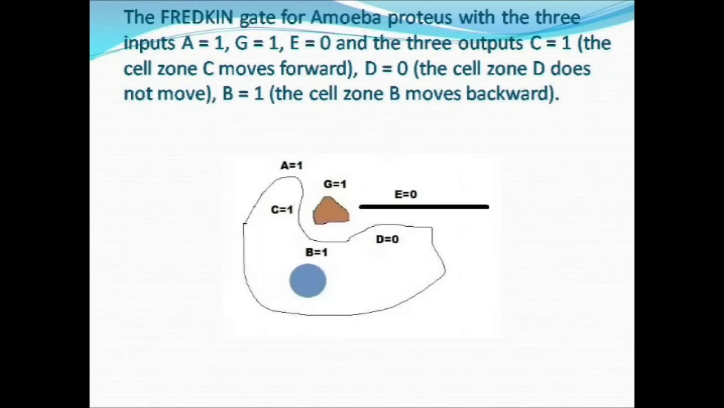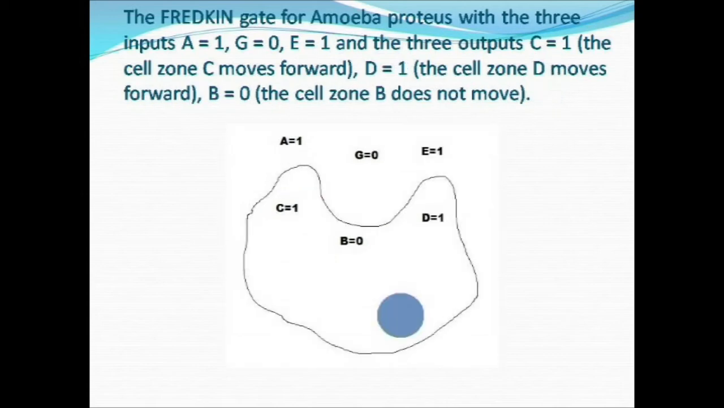Next, the Fredkin Gate for Amoeba proteus with the three inputs A equals 1, G equals 1, E equals 0, and the three outputs C equals 1, the cell zone C moves forward, D equals 0, the cell zone D doesn't move, B equals 1, the cell zone B moves backward.